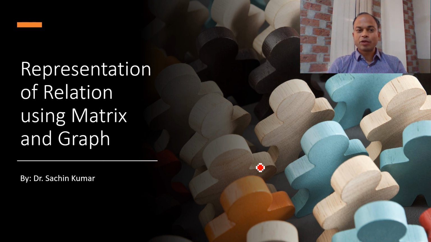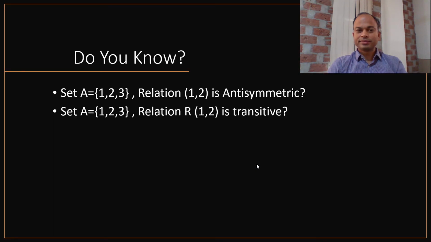In this video, we are going to discuss representation of relation using matrix and directed graph. If we talk about set A, and we have the elements of this set, elements are 1, 2, 3. Is relation 1 2 antisymmetric? Answer is yes. If we talk about the same set and the relation here is 1 2, is this relation transitive? Further answer is yes. We are exploring these problems in this video.